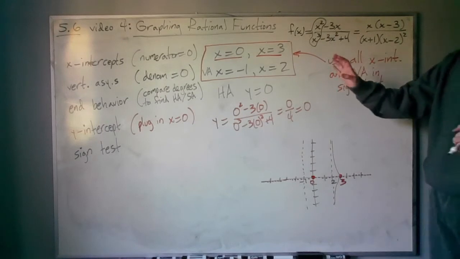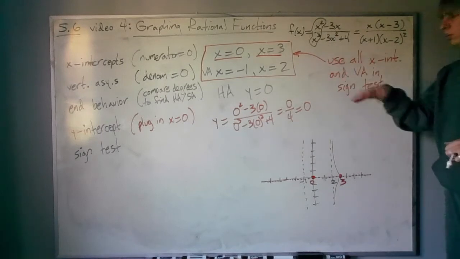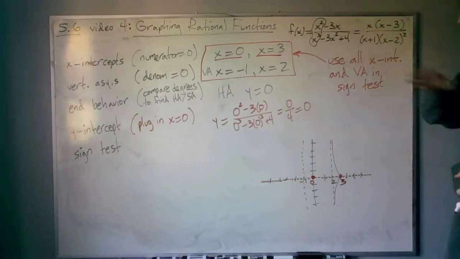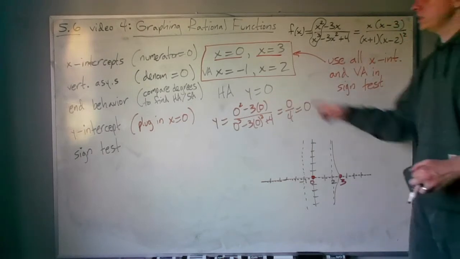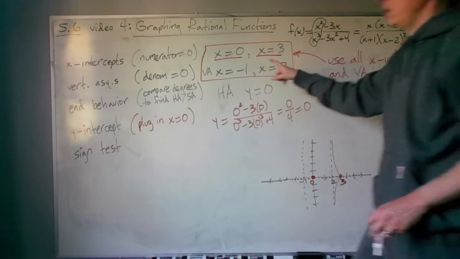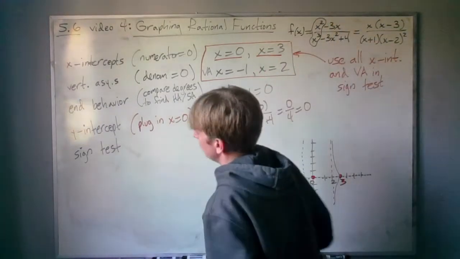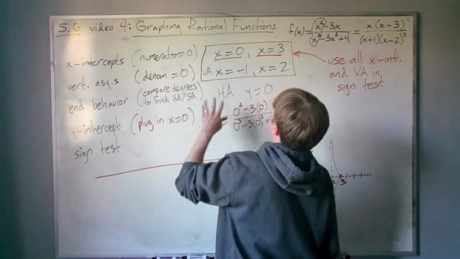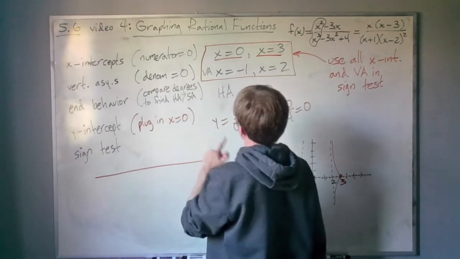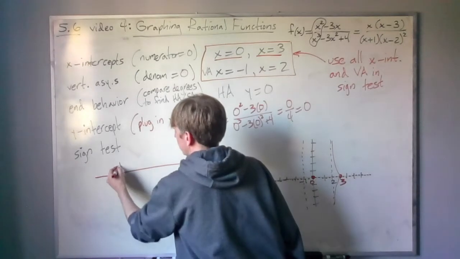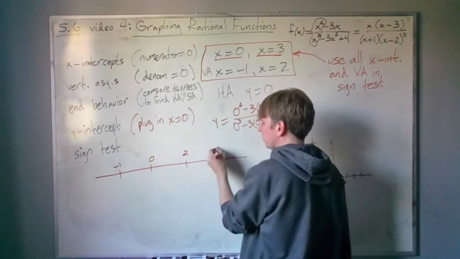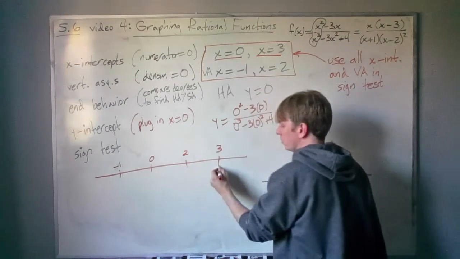We ignore completely the horizontal asymptotes and the y-intercepts. Even if this had been like 7 and 2/3, I would ignore those numbers. They wouldn't be part of my sign test. I'm only going to use these numbers that are x-intercepts and vertical asymptotes. So I'm going to draw my little number line, and I'm splitting the number line up at -1, 0, 2, and 3. So I'm not drawing this to scale.